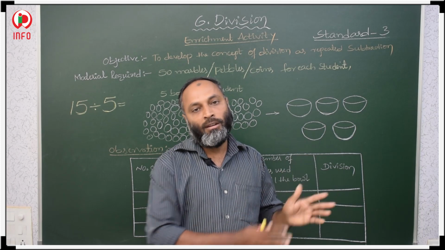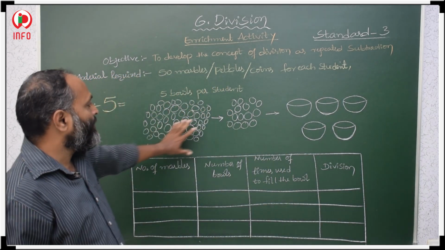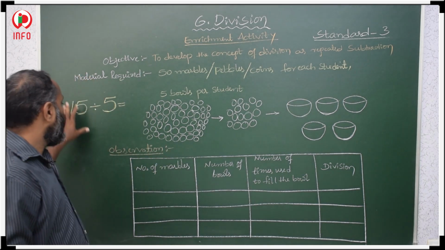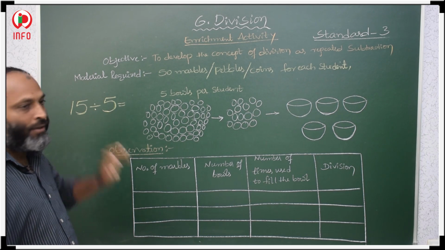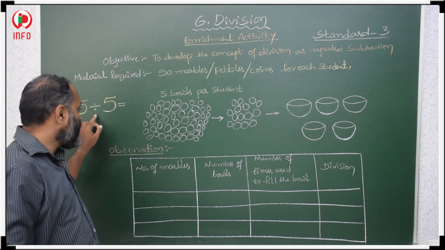So make one pair yourself. Then after that what we have to do? So this is a total of 50 pebbles. In this total, this is our question: 15 divided by 5. So this is our division question.